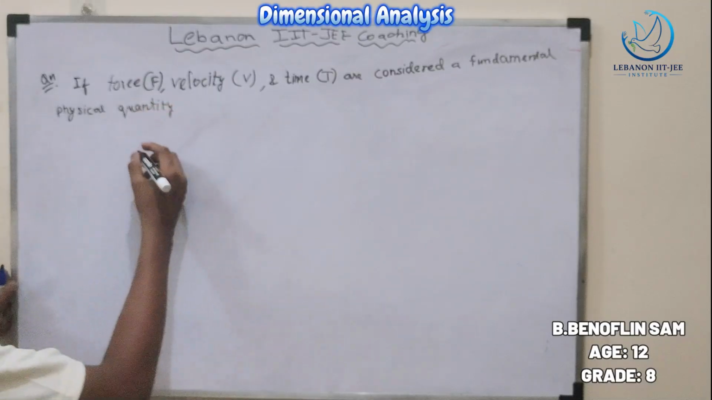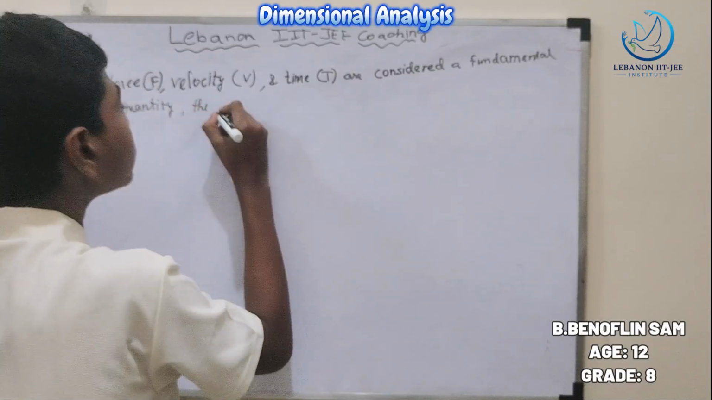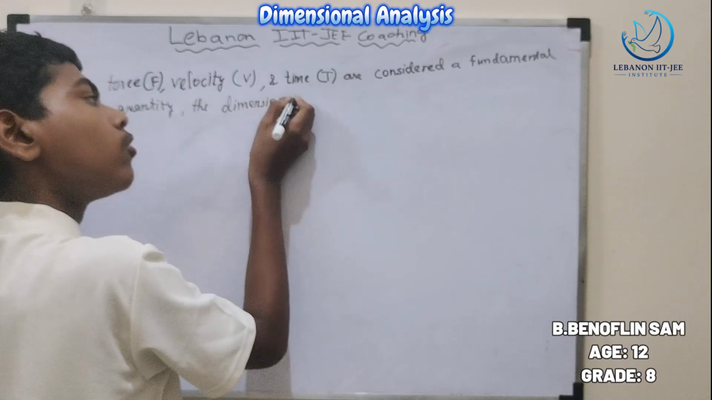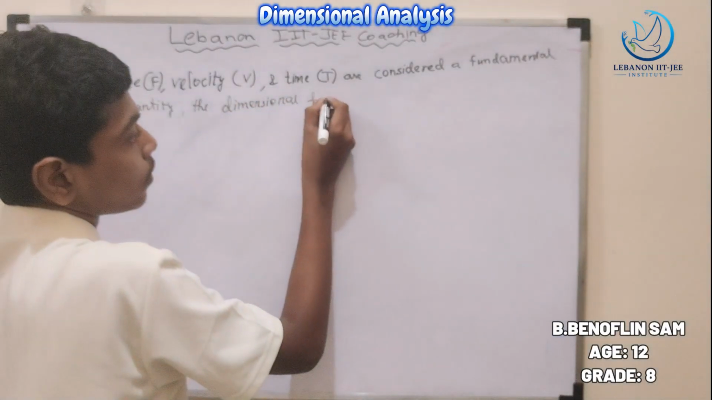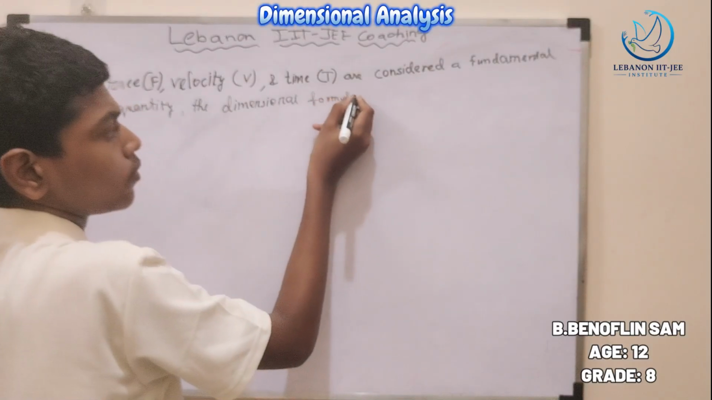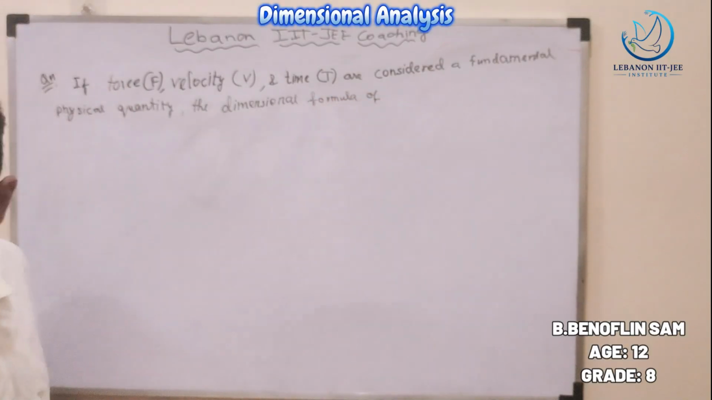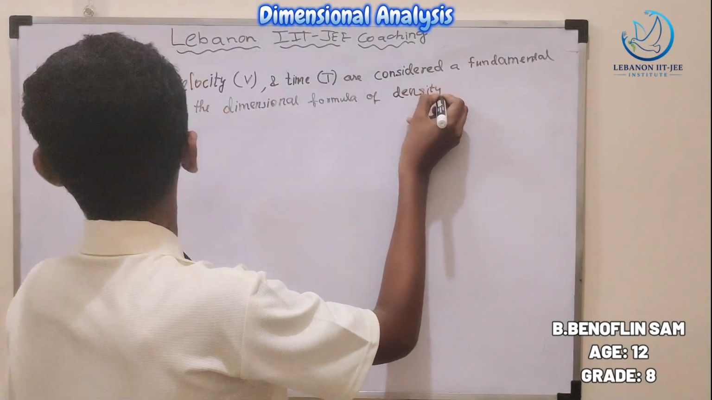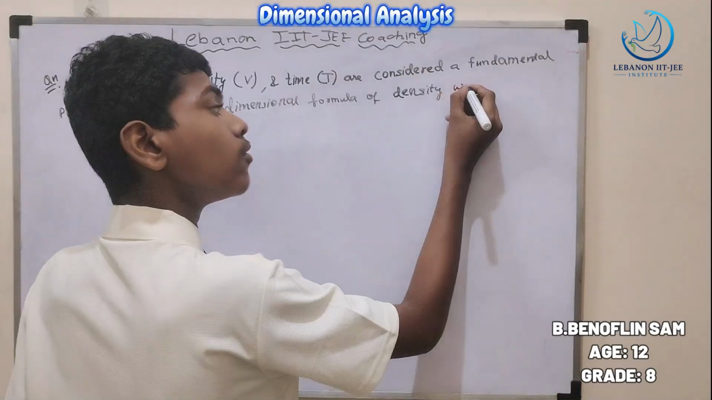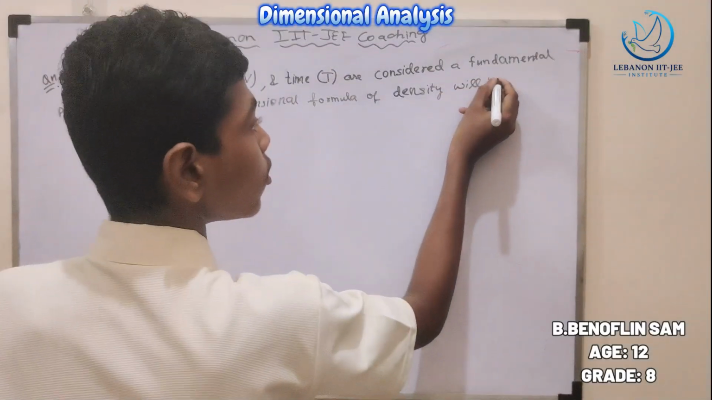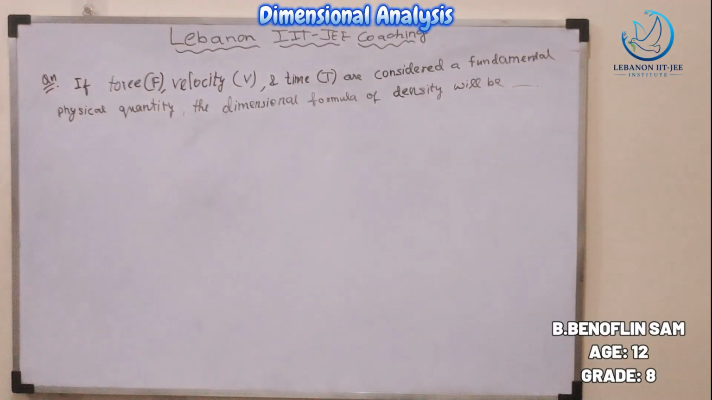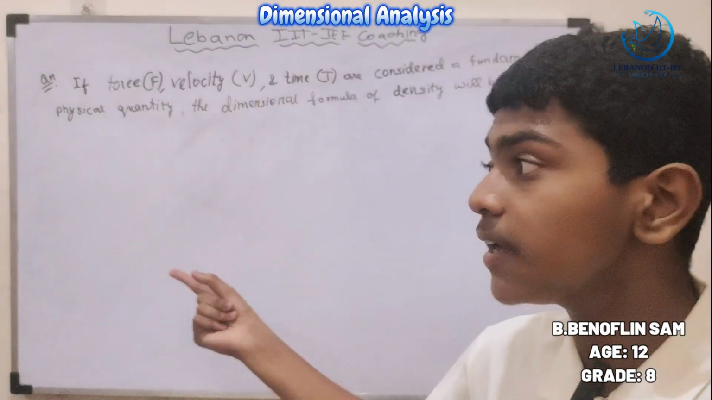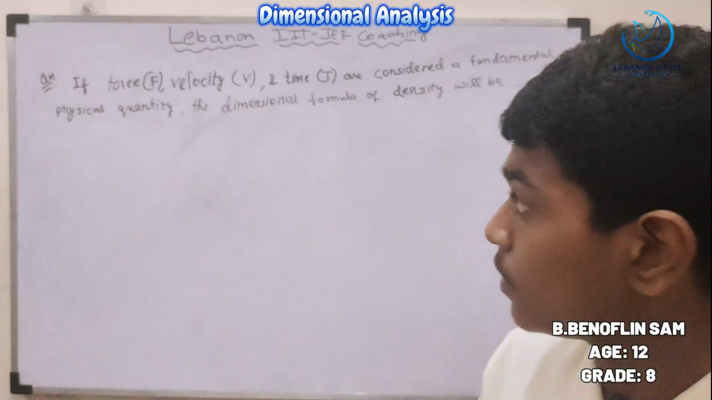okay, the dimensional form of what you have to find, density, will be dash. So they asked to find density using force, velocity and time. So we will do it now.